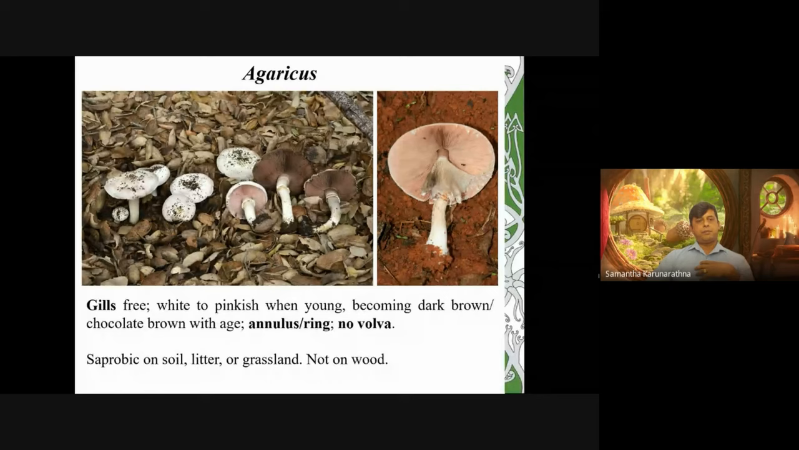Sometimes people misidentify these mushrooms, because when they are young, the gills are white. That doesn't mean that it belongs to another genus, but you need to check when it matures, the gills turn into pink and finally into chocolate brown. And also they have a prominent ring and the cap is usually dry, and gills are free. That means not attached to the stipe, and no volva. You don't see a volva at the base.